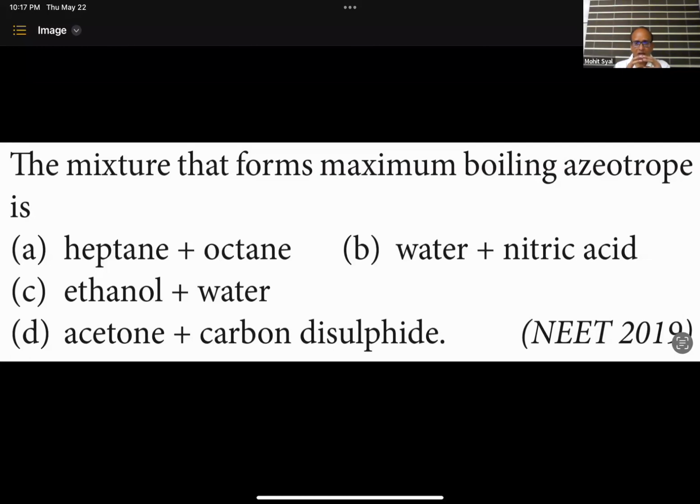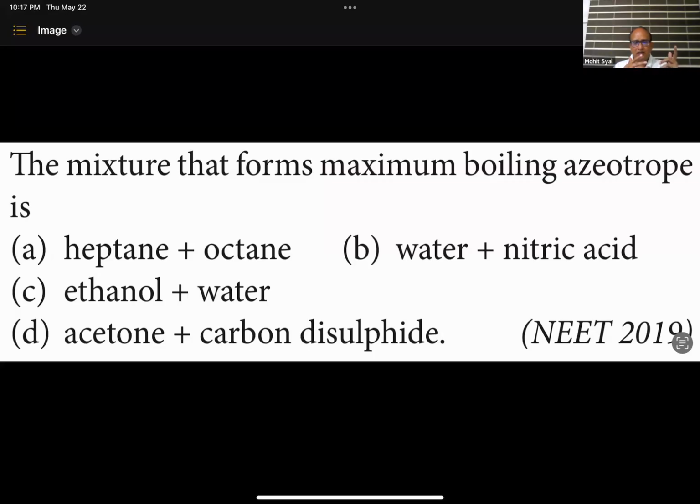So Ibrahim, what is going to be the answer? Will it be ethanol plus water, I think? Jasleen, you are correct. Ethanol and water: water has stronger hydrogen bonding, and when you put ethanol into it, the vapor pressure increases. If the vapor pressure increases, it will boil at a lower temperature.